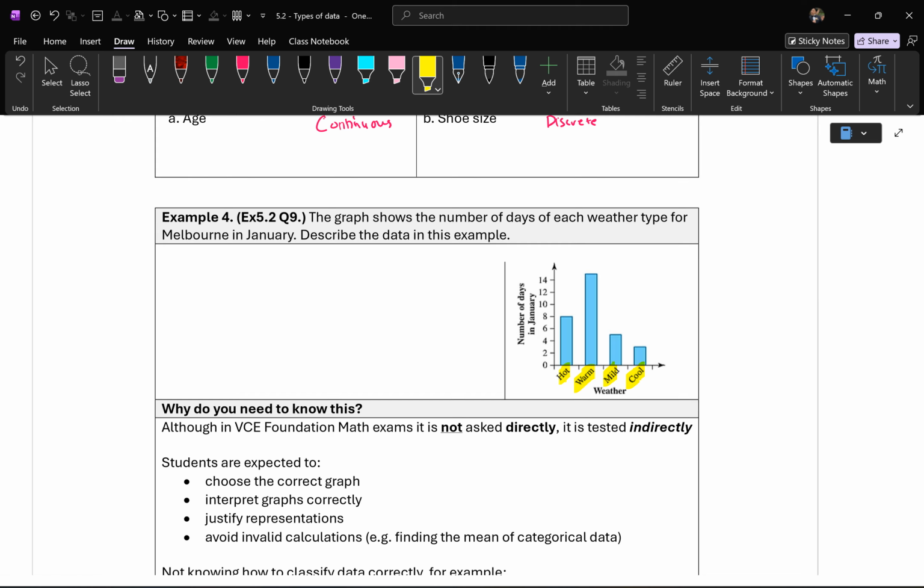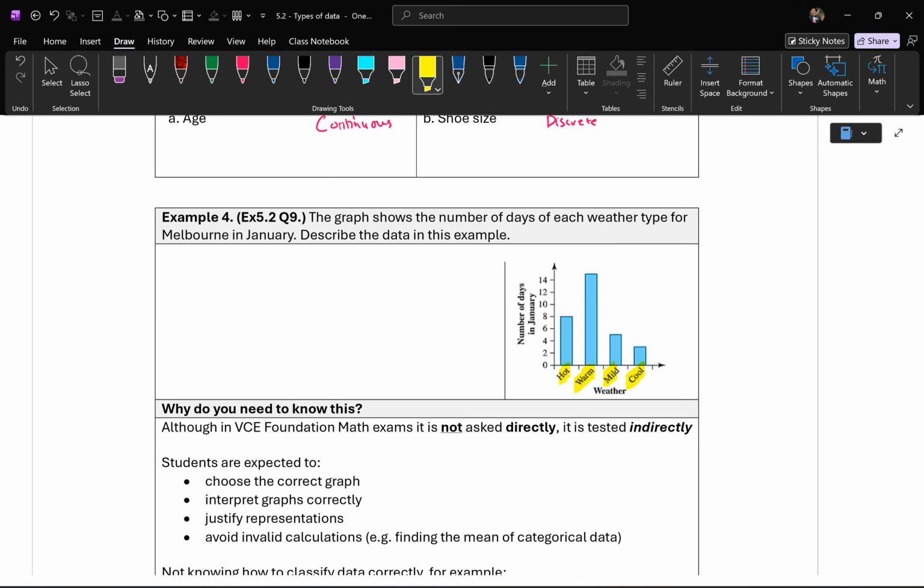So in January, the number of days in January that was warm, looks like we got 15. 15 days it was warm, and then 8 days was hot, 5 days was mild, and 3 days was cool. Some of the questions could be like, so how many days were there in January? Counted there. Then you can add all the numbers together.